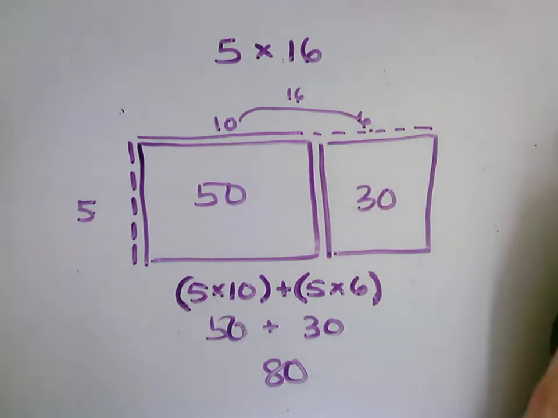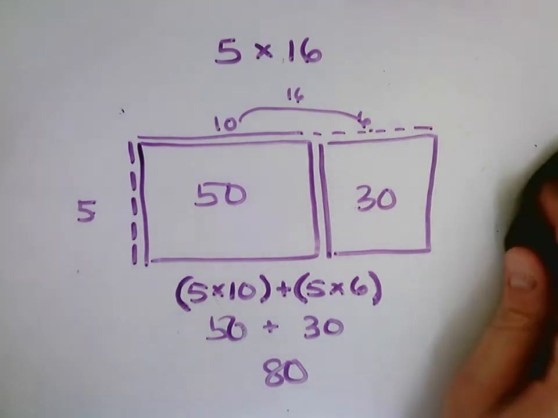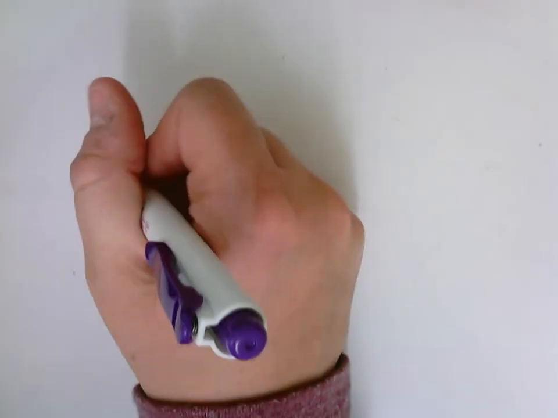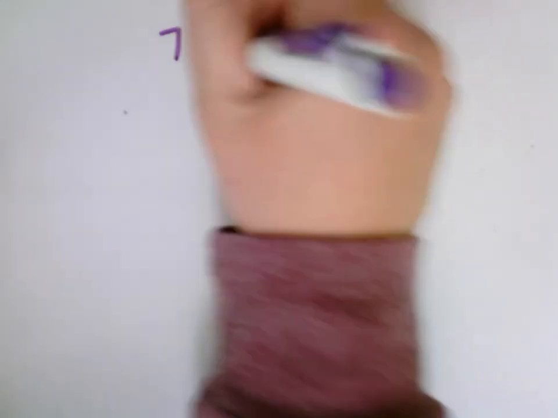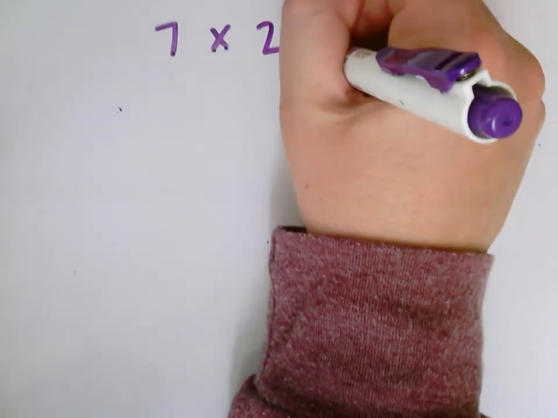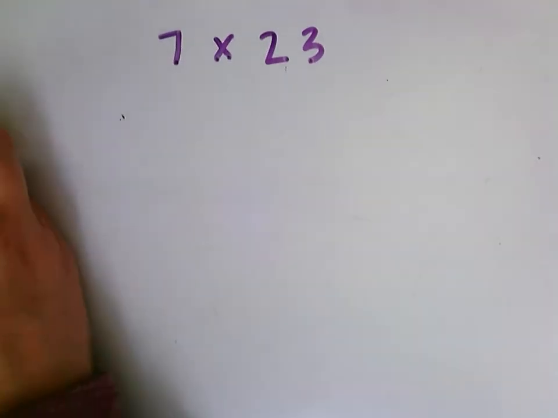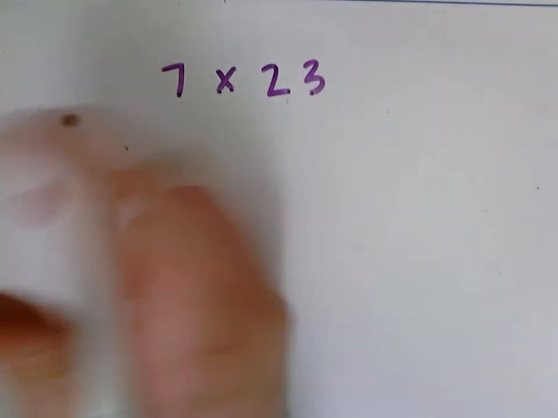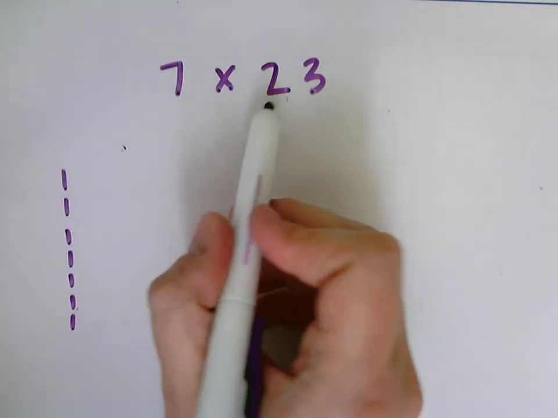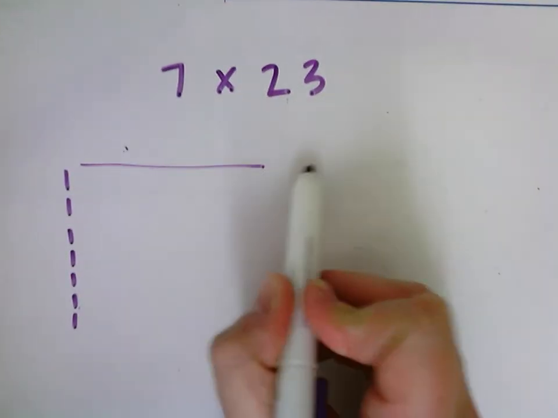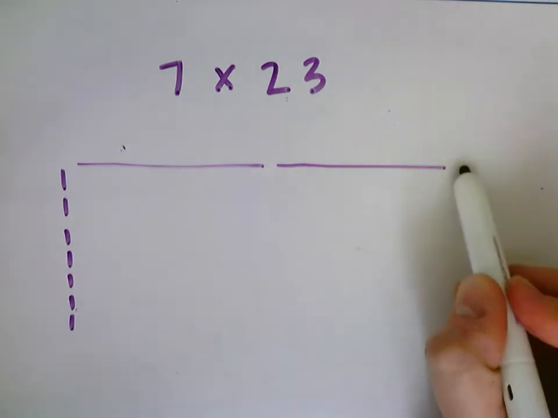Let's try one more example. Let's try something a little bit trickier. Let's try 7 times 23. 7 times 23. Let me get that in our picture here. So I'm going to do my 7 going down. 1, 2, 3, 4, 5, 6, 7. And 23 has two 10s. So I'm going to do a 10, and then another 10, and then my 3.